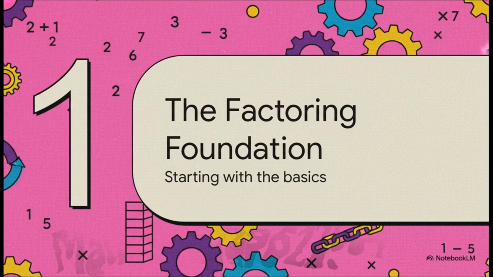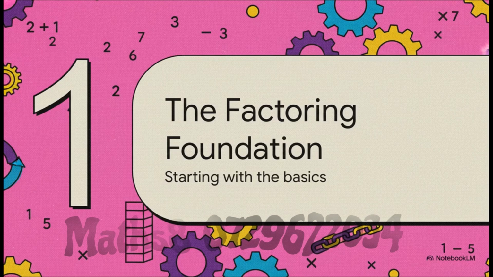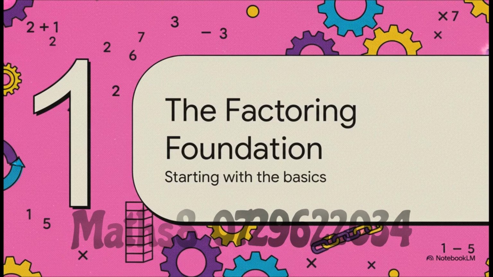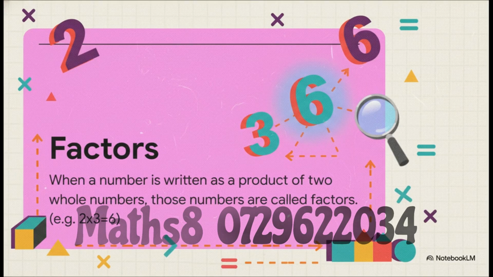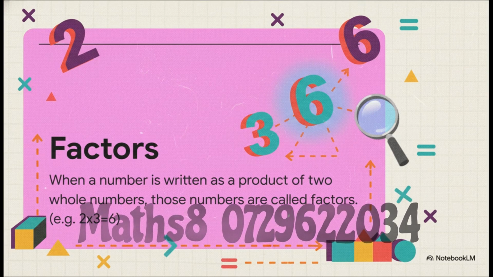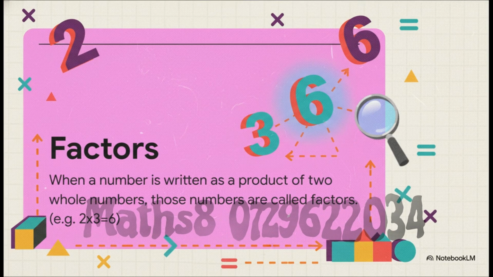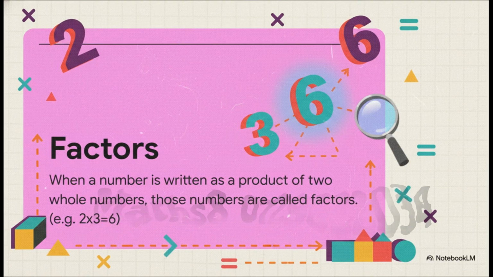All right, first up, the factoring foundation. And here's the good news. You already understand this, I promise. We're starting on familiar ground with just simple, everyday numbers. So let's be super clear. What is a factor? It's just a number that divides into another number perfectly. That's it. For instance, 2 and 3 are factors of 6 because 2 times 3 is 6. This one simple idea is the building block for everything else we're about to do.